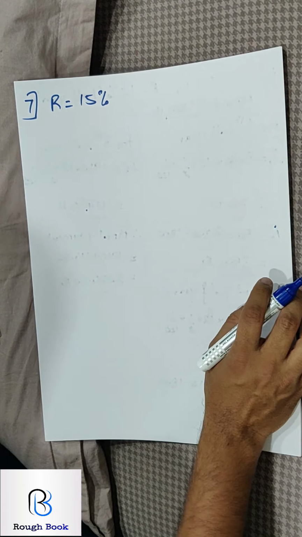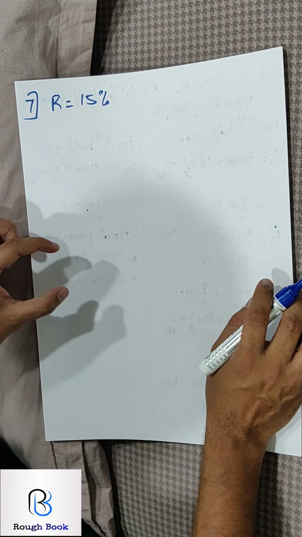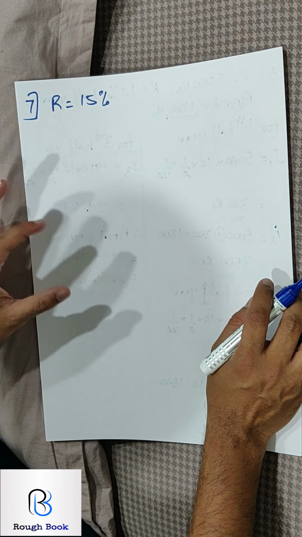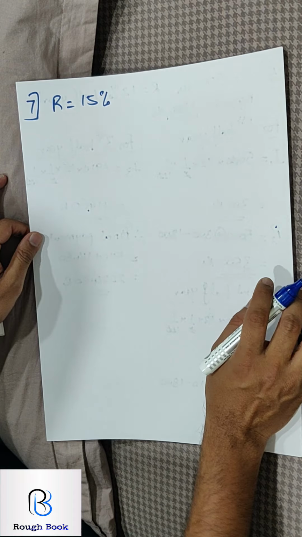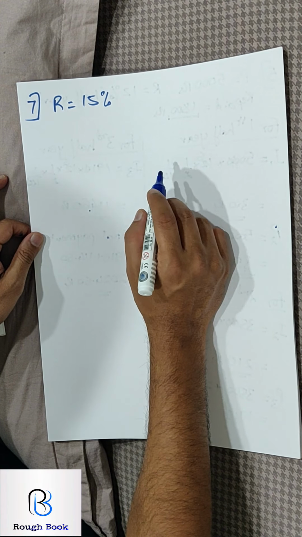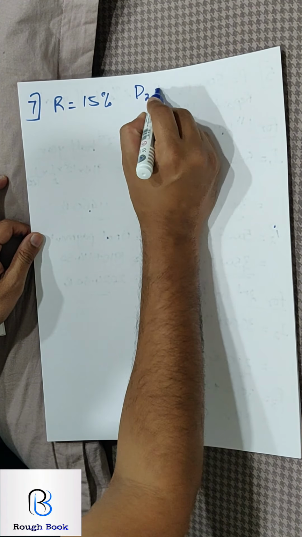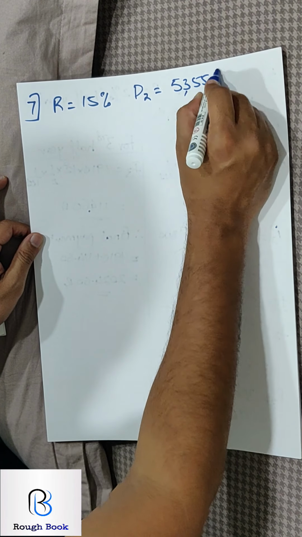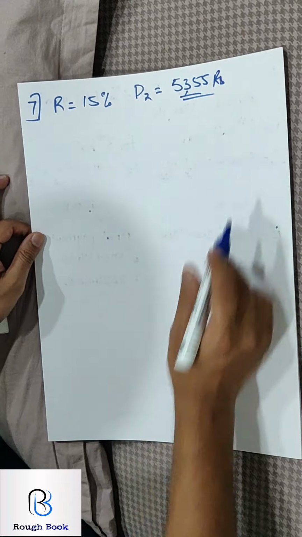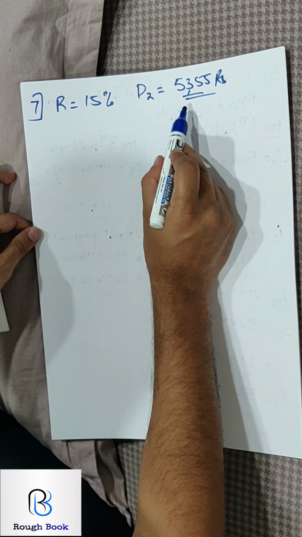15% of its value at the beginning of the year. Matlab, whatever the price at the start of the year is, reduce that by 15%. Find the original value or the cost of the machine if it depreciates by 5355 during the second year. So depreciation for the second year is given to us as 5355. Now this is an interesting question. We'll have to be a little smart in order to solve this.